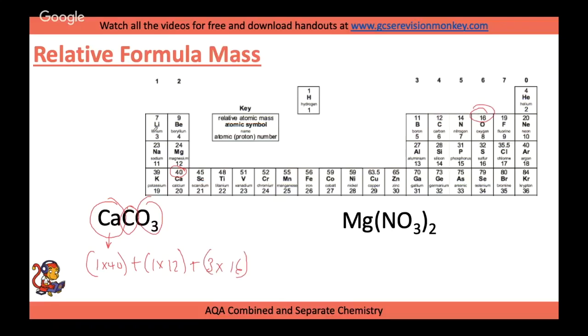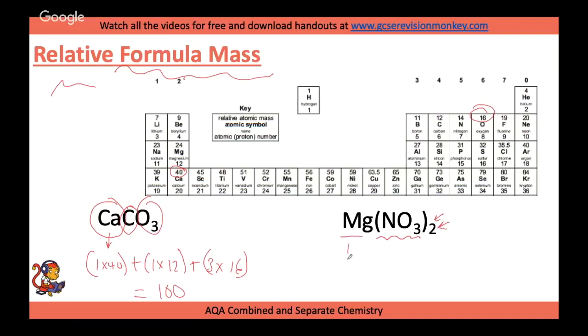So you basically want the mass of the whole formula, hence why it's called formula mass. So if we do that, we would get the answer of 100, and it has no units because it's relative mass. For this one, I just wanted to put a difficult one on because if you see anything in brackets, that's multiplied by the number outside the bracket.